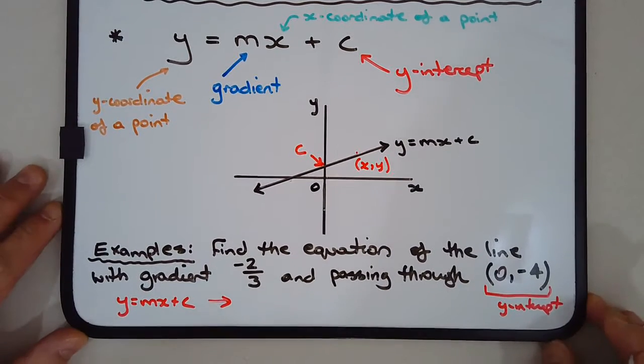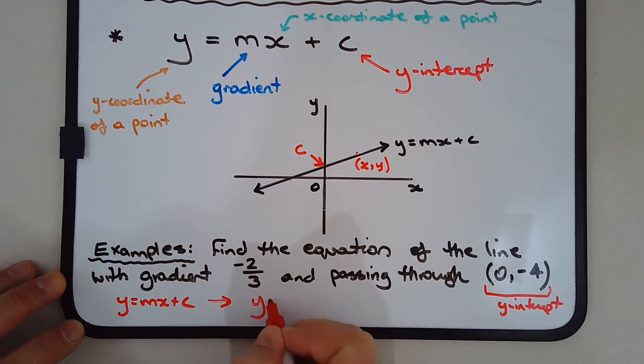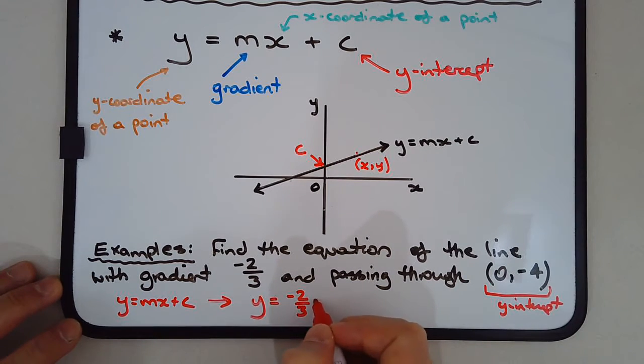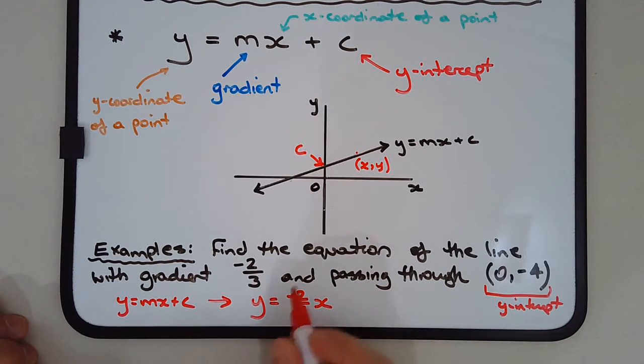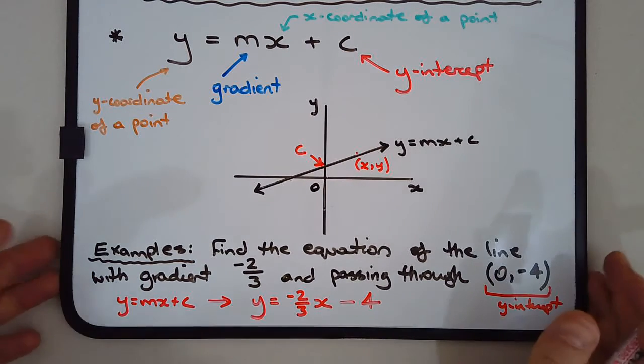Okay, and as long as you can see that, we could just write the formula. So this is really y equals -2/3 times x. Now it's plus c, but the c happens to be a -4, so it's just -4. And that's it. Very simple.